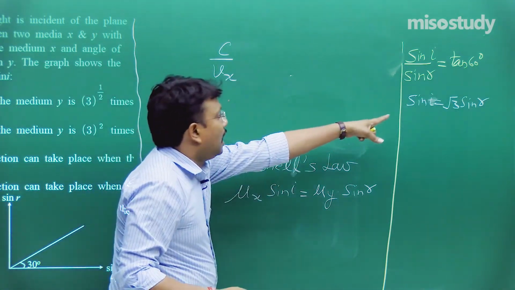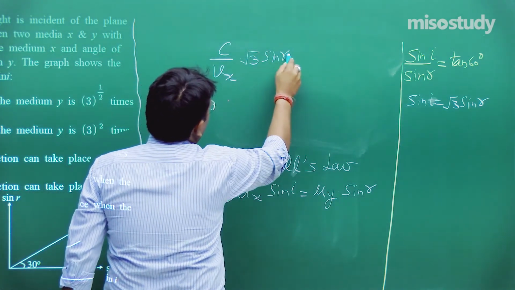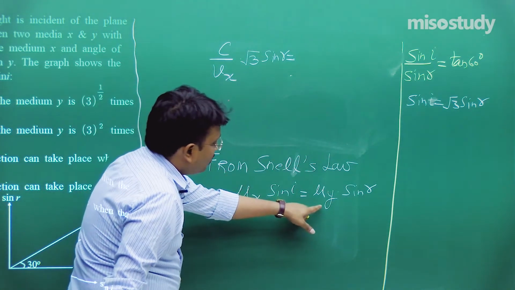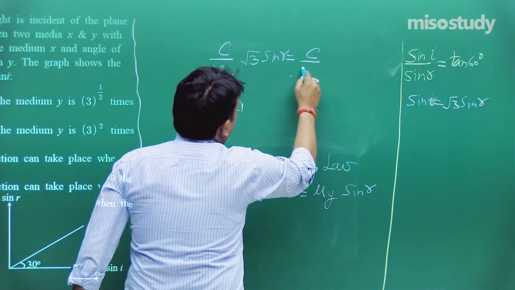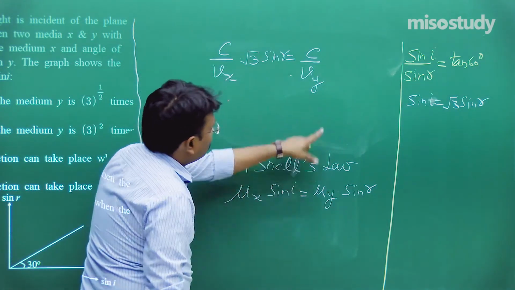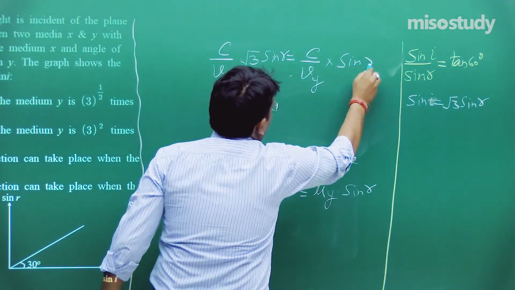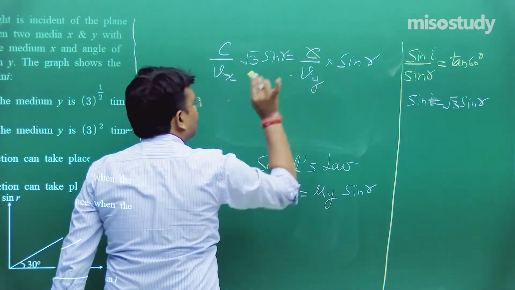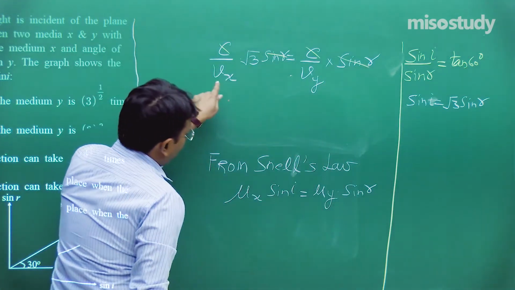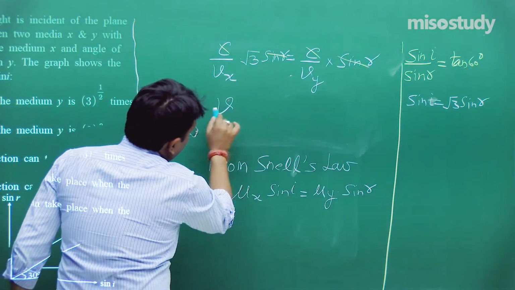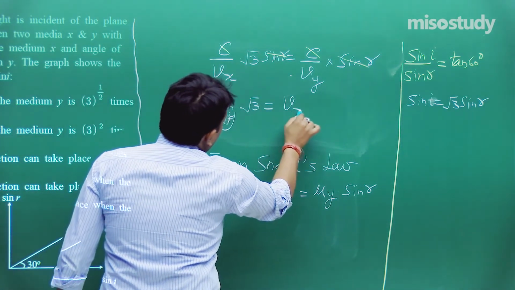Rather than sin I, what I want to mention? Root 3 sin r, this value, into root 3 sin r is equal to mu y. Mu y means c upon vy, multiplied by sin r as it is. Now do one thing. c and sin r cancel. So now from here what we can say? Vy root 3 is equal to Vx.